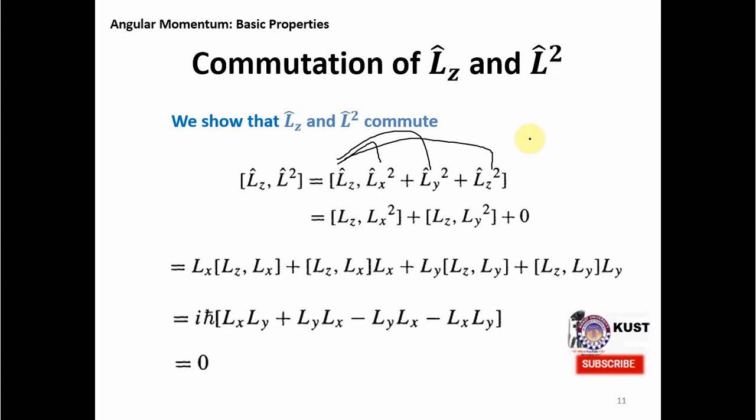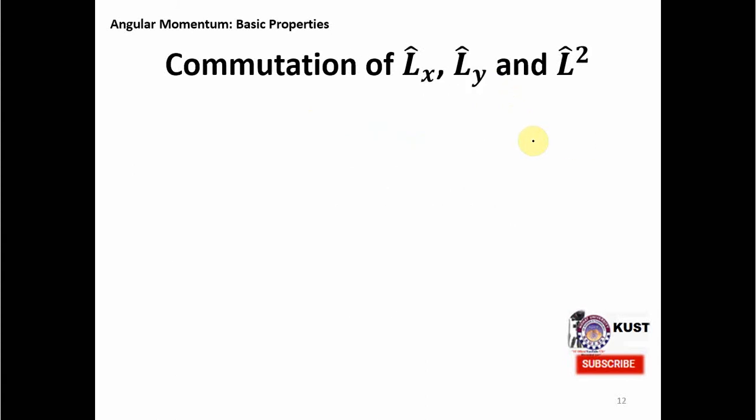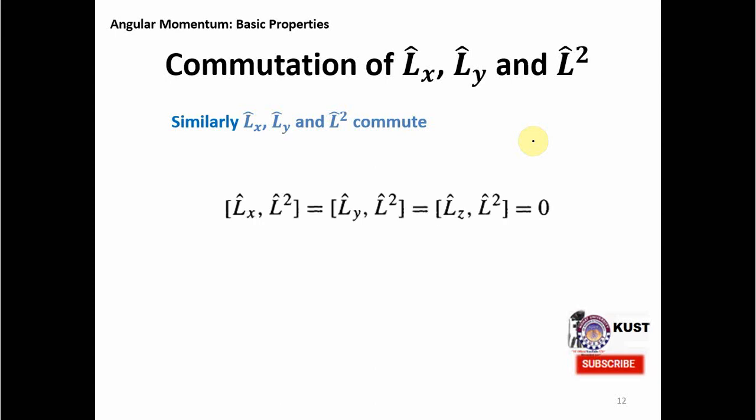That is, they can be specified with 100% accuracy and simultaneously. And the same is the case with the other components. For example, Lx with the L square, Ly with the L square, and Lz with the L square will also commute, and combined together we can write [L, L square] equal to 0, where L is the total angular momentum now.